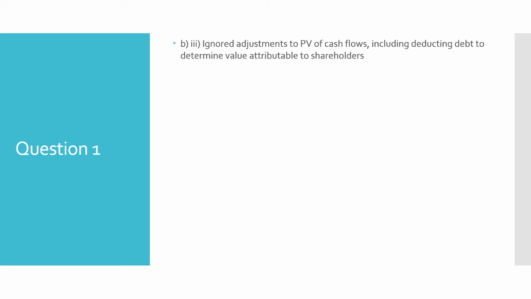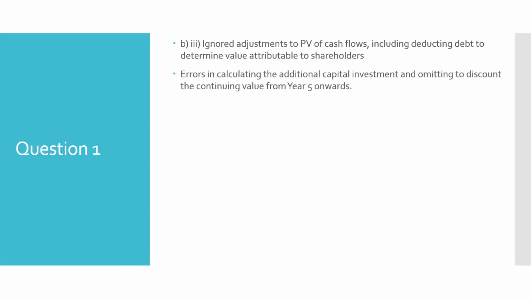The second mistake is in the additional capital investment, right? So, errors in calculating additional capital investment. They have clearly told that additional capital investment in the first year is 630, but from year 2 to 4, it is based on 0.5% on the increasing sales revenue, right? So there, that calculation error has been made.